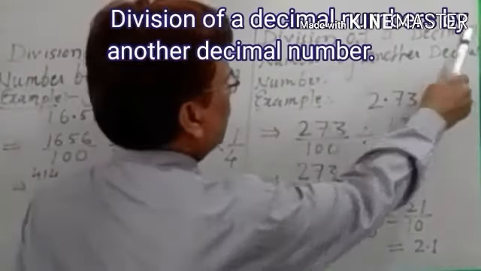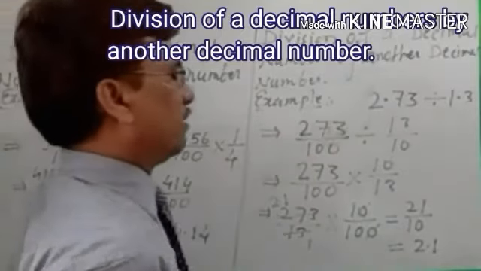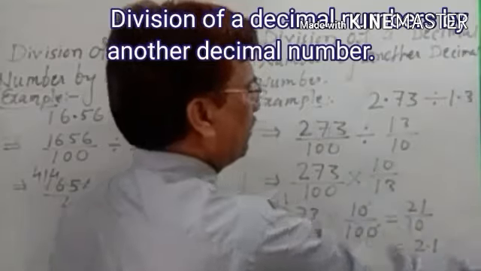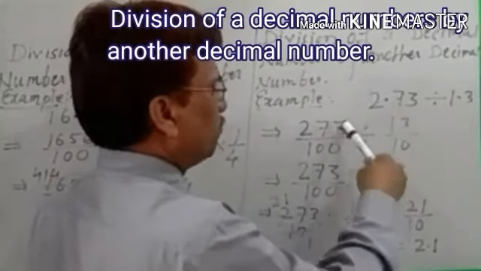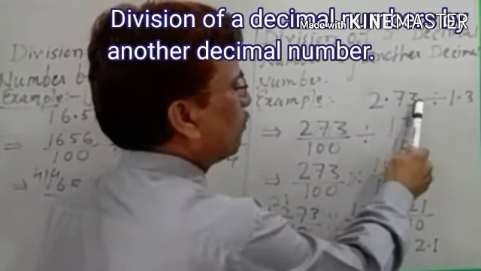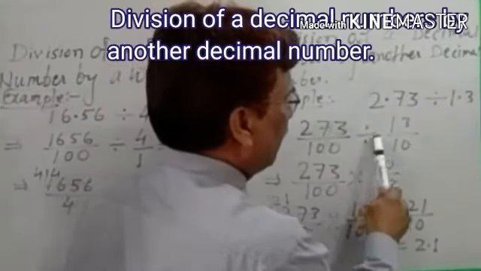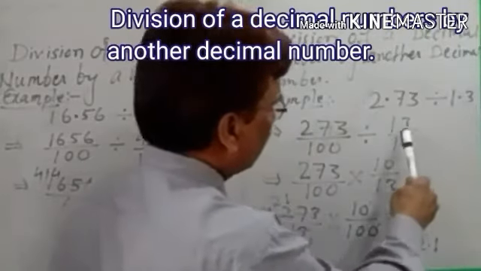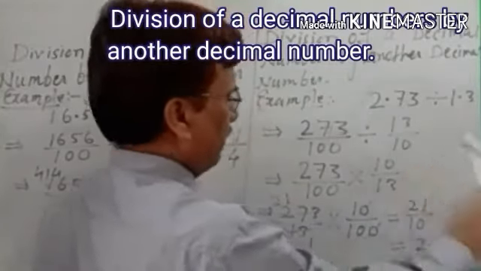Now division of a decimal number by another decimal number. We take an example. We divide 2.73 by 1.3. Same as before, we can convert it into fractions. 273 upon 100, because after the decimal there are 2 digits, so we divide by 100. Divided by 13 upon 10. We can write 1.3 as 13 upon 10, because there is 1 decimal digit, so we divide by 10.